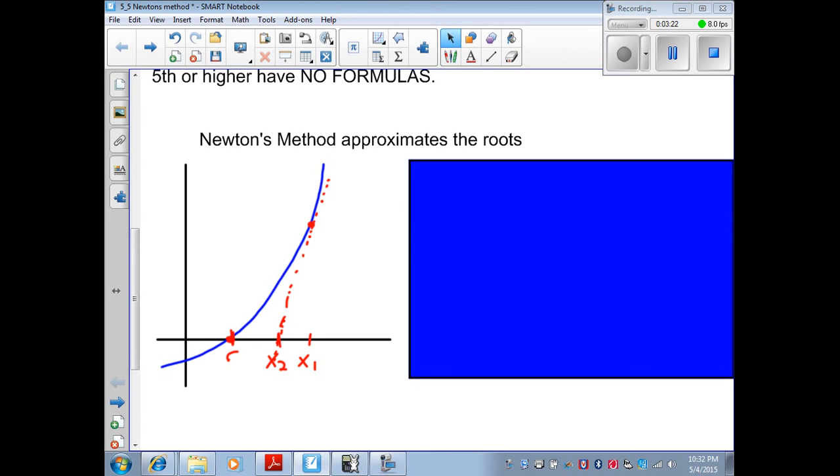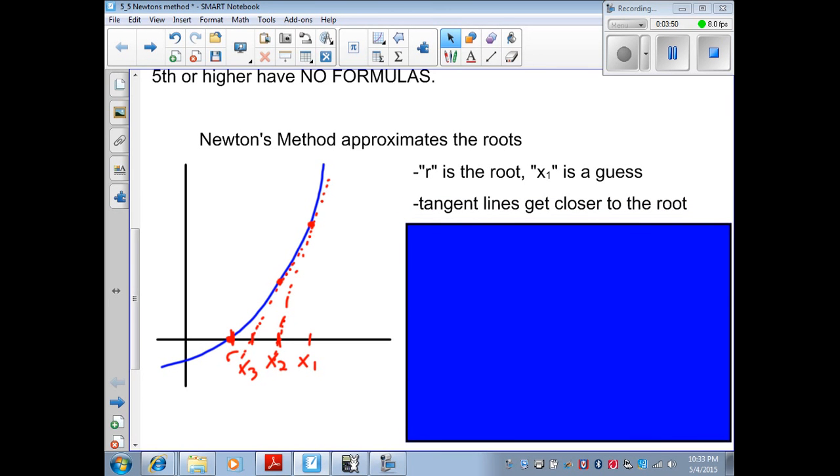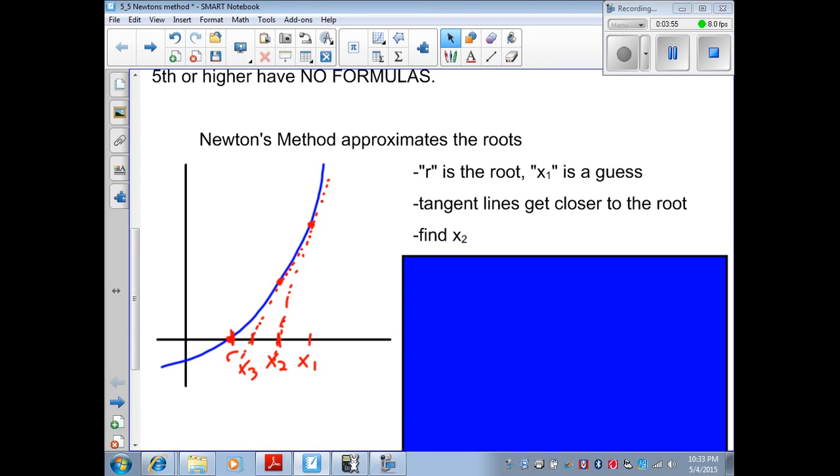And that x-intercept is a slightly better approximation of the root. Whoa. But let's not stop there. If you go to that better approximation and you make its tangent, it has an x-intercept, which is an even better approximation of the root. And you can keep doing this and get successively better approximations and closer to the actual value of r. It's always going to be an approximation, but it's going to be a darn good one. So r is the root, x1 is a guess. Tangent lines get closer and closer to the root. They're x-intercepts. So you go and find x2.